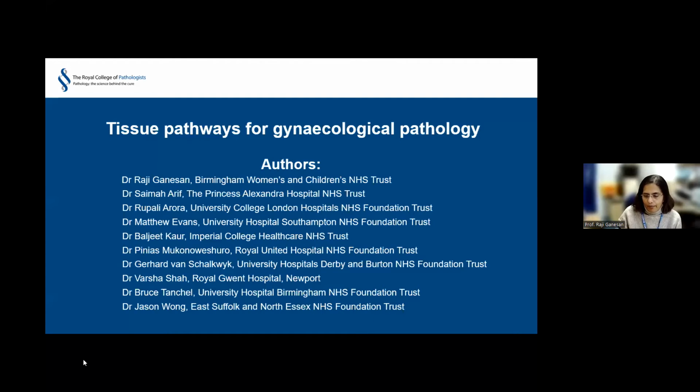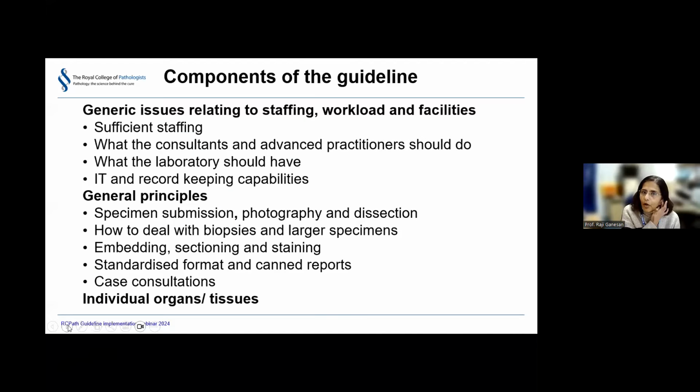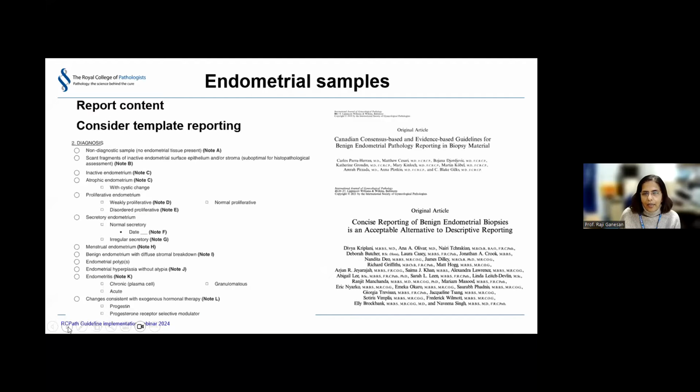Today, we are going to share the parts of the pathway that we feel are most often used in daily practice. I'm going to be talking about the general components of the guideline. The one thing we are quite proud of is that we've made the guideline a lot slimmer, and we are very aware that people are very, very busy with their work. So we didn't want a very, very big guideline. But the guideline covers generic issues relating to staffing, workload, and facilities, general principles of specimen submission, how to deal with biopsies, how to embed tissue, etc., and then going on to the individual organs and tissues. I'm going to be talking about endometrial samples and about uterus and about myomectomies.